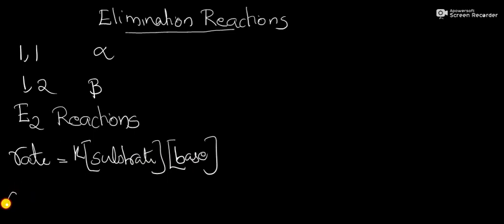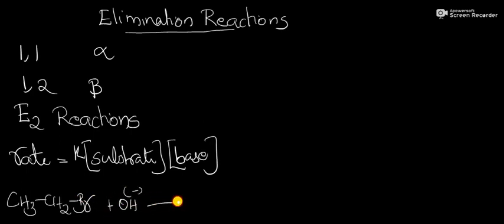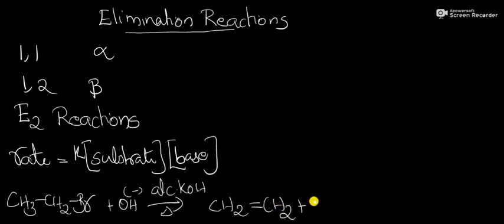For example, this is our alkyl halide CH3CH2Br. In the presence of a base like OH minus, of alcoholic KOH, by heating it will be converted into CH2=CH2 plus H2O plus Br minus. So the product is alkene.